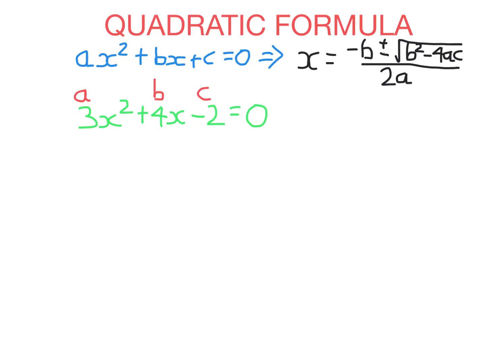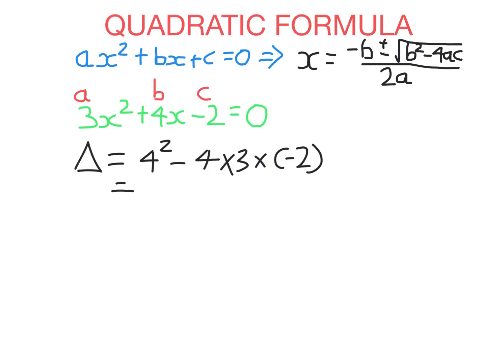I'm now going to calculate the discriminant. The discriminant, which is this part under the square root, is b squared minus 4 times a times c. If you want, you can use your calculator for that. You end up getting 40. The discriminant here is 40. It's positive, so that means that there are two solutions to this equation.